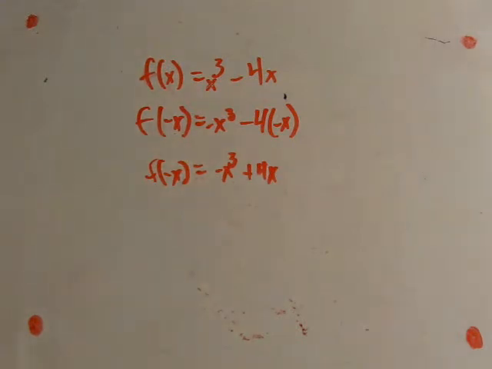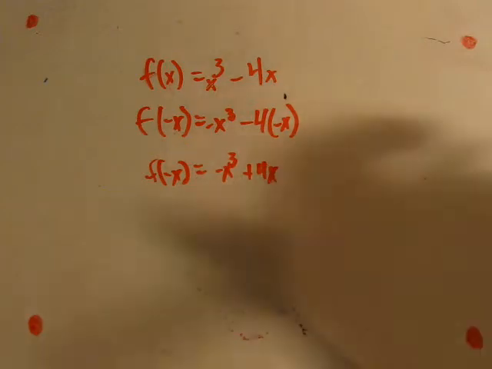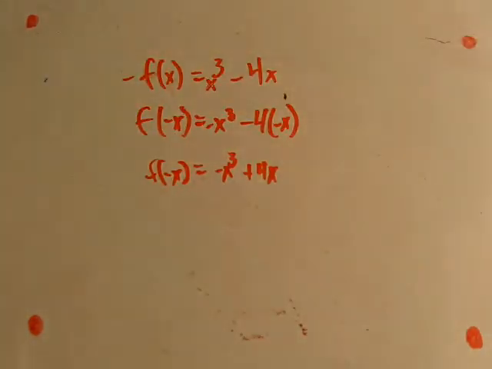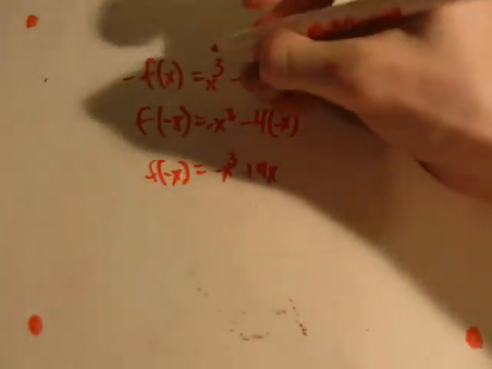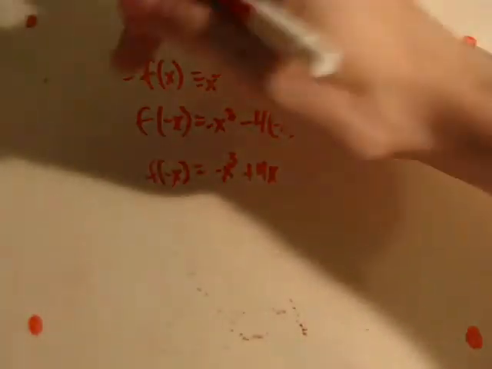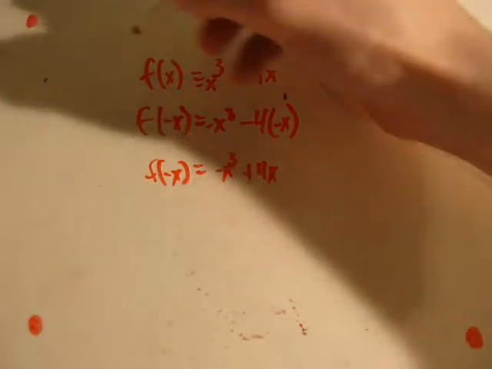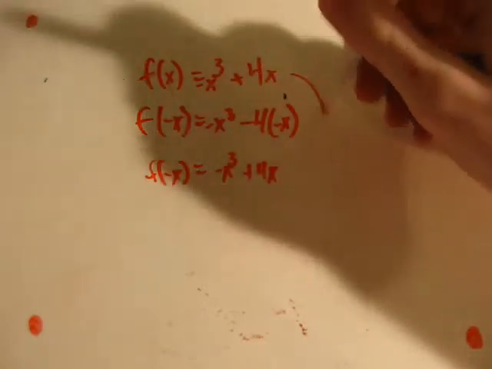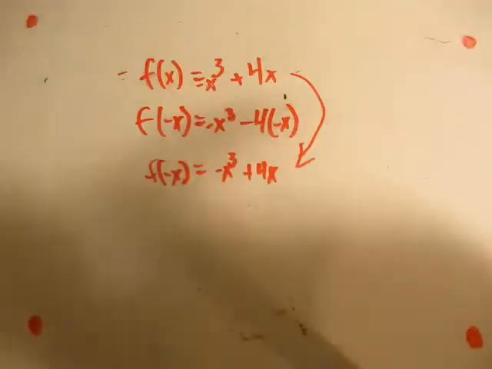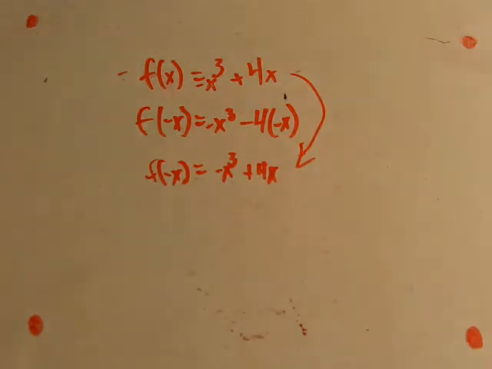However, the function of negative x is going to be equal to the negative function of x. Negative function would be that, which means it would be flipped around, and that would be equal to this. So that means it's going to be symmetrical about the origin.